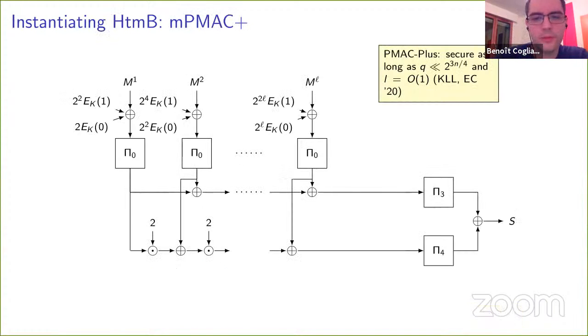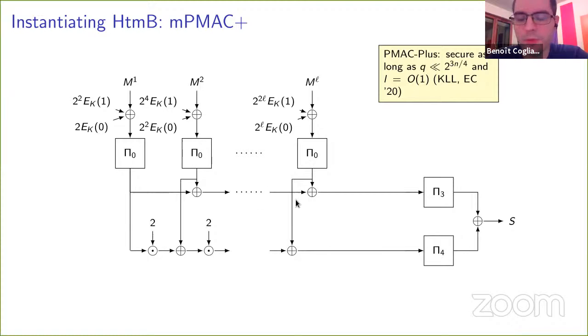Now let's have a quick look at our 2 instantiations of HTME, well, our 2 families of instantiations. The first is MPMAC+, and it is based on the hash function of the PMAC plus PRF. So let's first have a look at PMAC+.